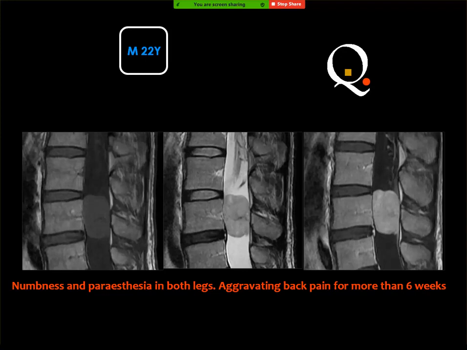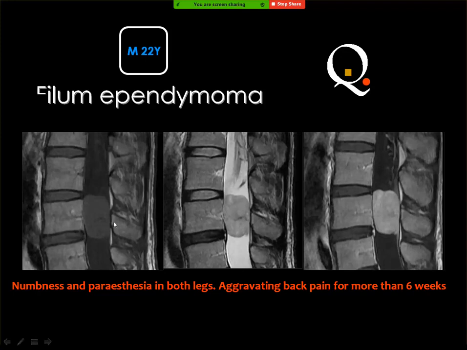It's lipoma. Intradural lesions. Intradural lipoma. Meningioma. And this is a filum terminale ependymoma. Did you see a low signal in the T1, increased signal in the T2, homogeneous post-contrast enhancement?